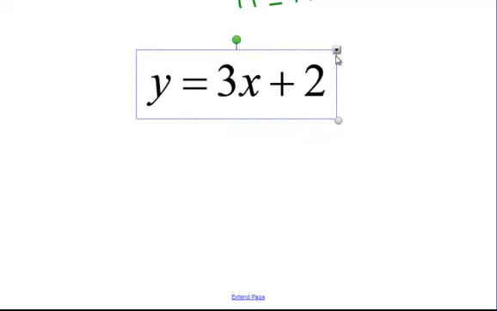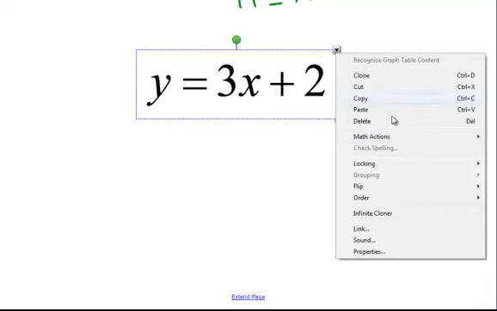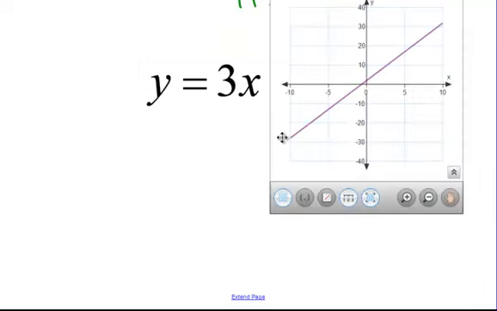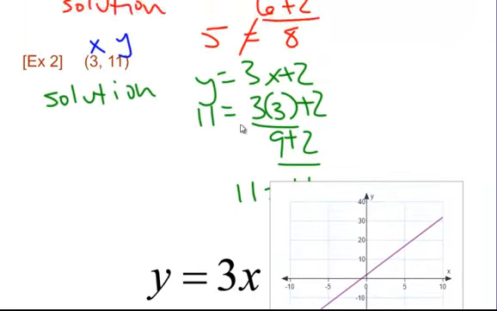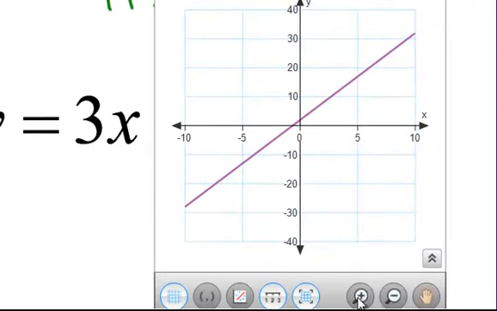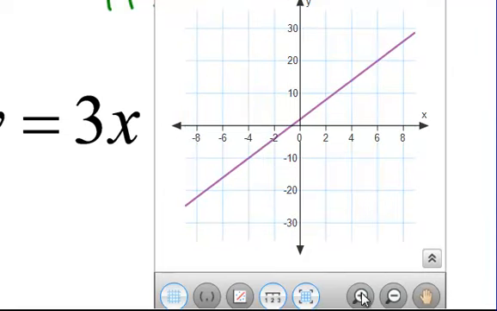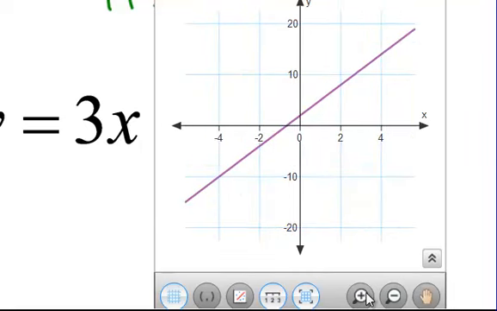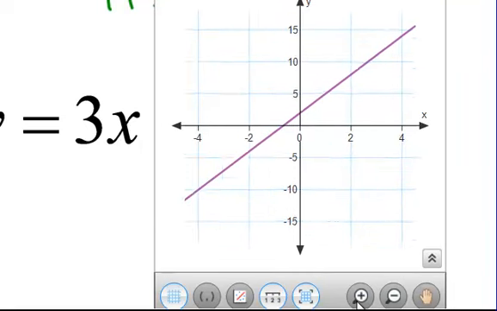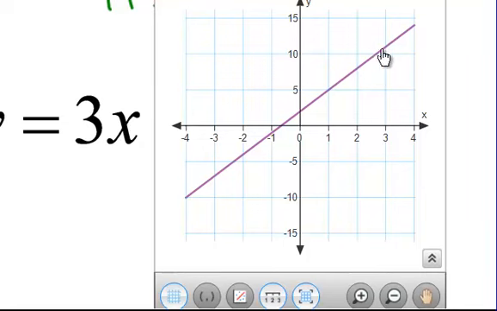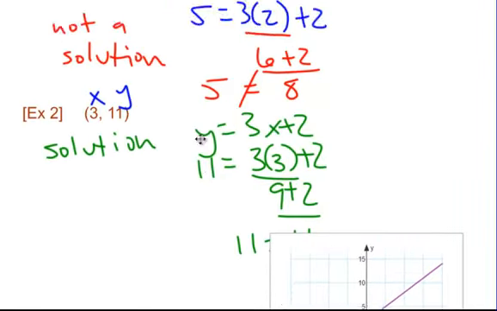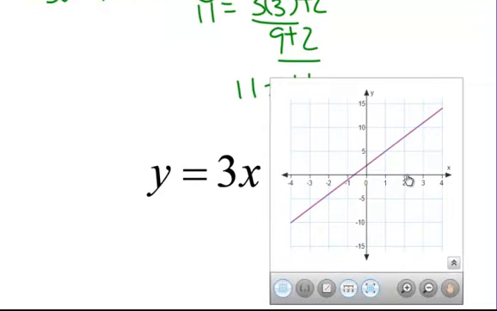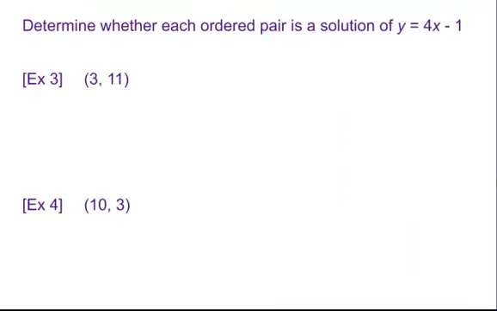So now we can graph this, and we can see that at (3, 11), if we zoom in a little bit, if we look at (3, 11), that's going to be a solution. But (2, 5) is not a solution. So we'll look at (2, 5) down here. And notice the line does not go through that, so that's not a solution. Okay, try numbers 3 and 4 on your own.